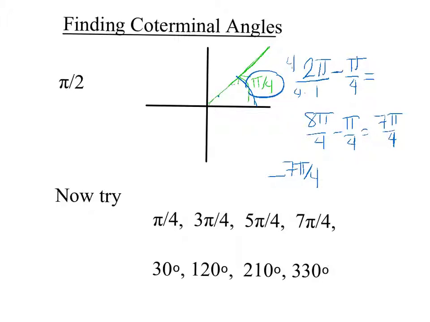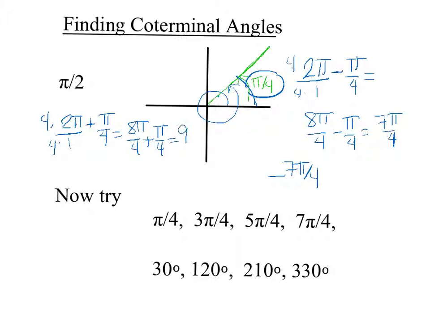What if I went a full circle and then one more? Well, the full circle is 2 pi, plus I went a pi over 4 extra, so now I'm adding instead of subtracting. I multiply by 4, I get 8 pi over 4 plus pi over 4 gives me 9 pi over 4. Okay, so that would be another coterminal. So if I'm asking for coterminals for pi over 4, I'm going to say negative 7 pi over 4, and I'm going to say 9 pi over 4.